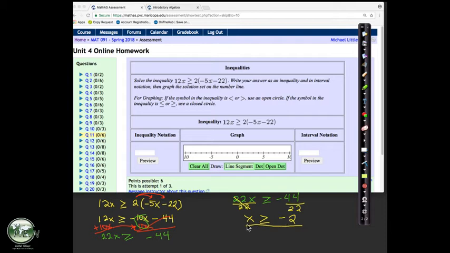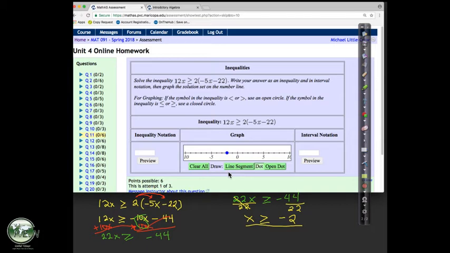So what we know is that at negative 2 we have a boundary point, and x is on one side or the other, either to the left or the right. So what I'm going to do up here first is put a dot. Now the first thing I have to decide is, is it a closed dot or an open dot? It's a closed dot. Why? Because it's greater than or equal to, because it has the equal to. So I go to negative 2 and I put a closed dot.